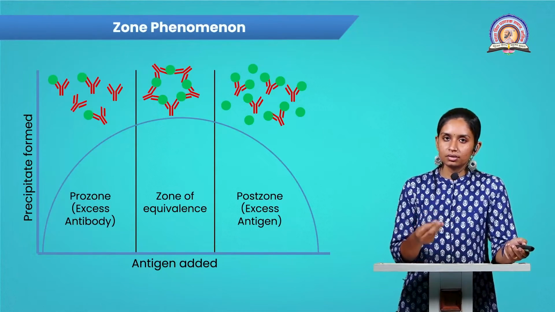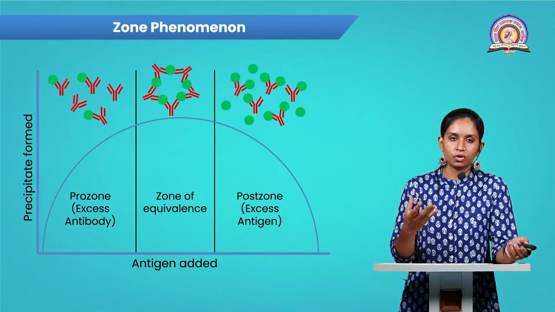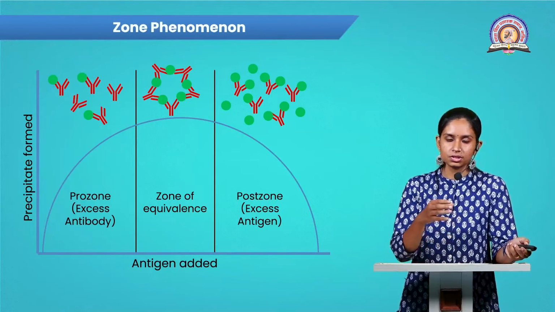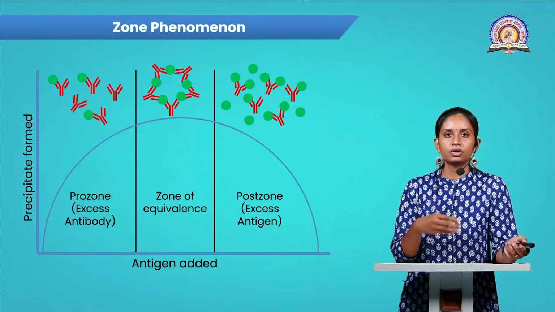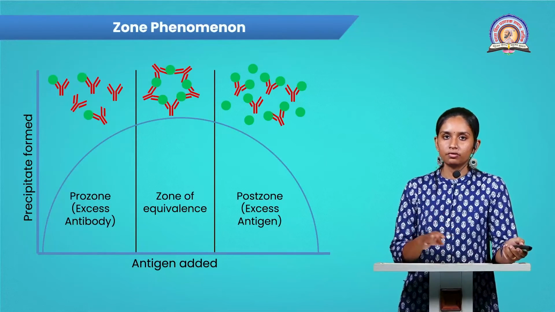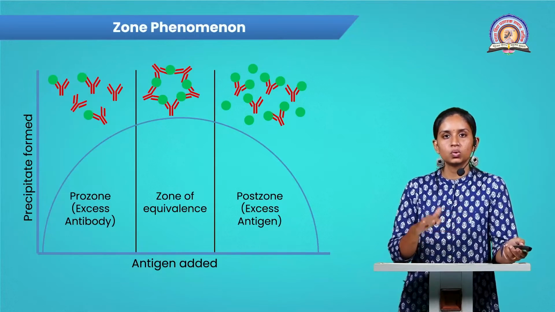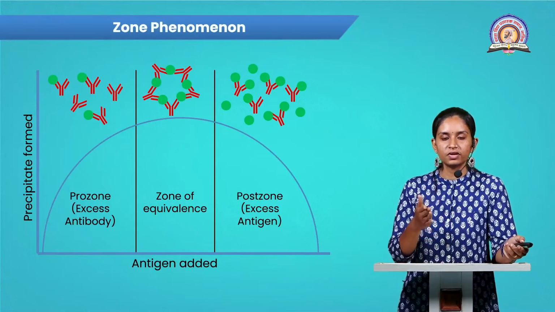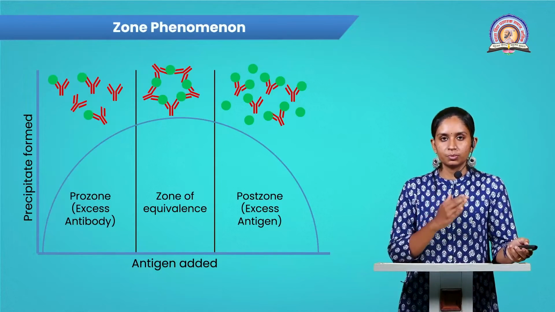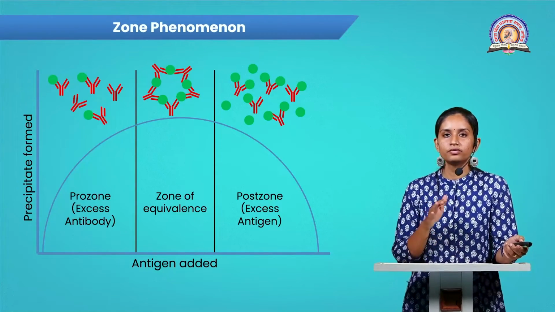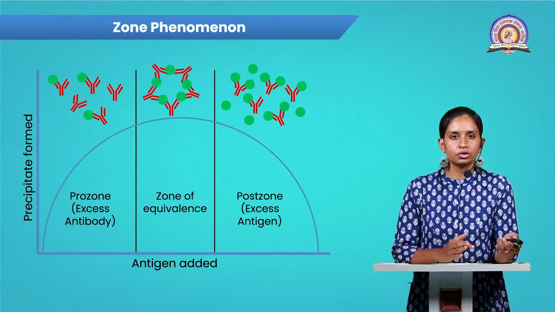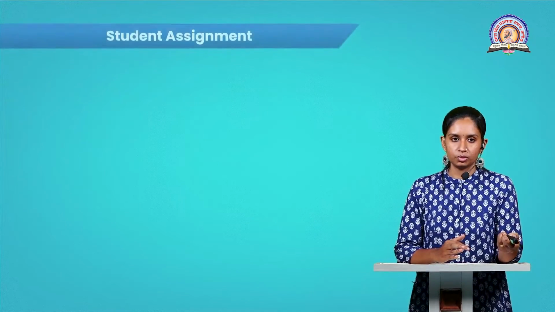And when you are performing diagnostic tests for detecting these interactions, you can see this formation of lattice, in the form of agglutination or in the form of precipitation, in the zone of equivalence only. That is, when optimal concentrations of both antigen and antibody are present. So this is the meaning of the zone phenomenon, the pro-zone phenomenon and the post-zone phenomenon.